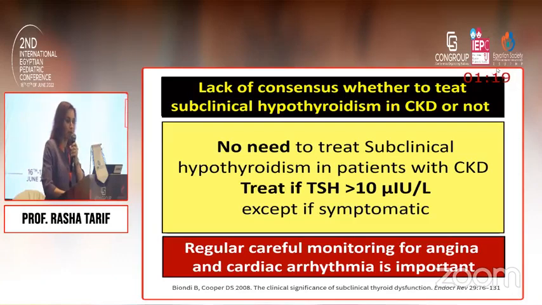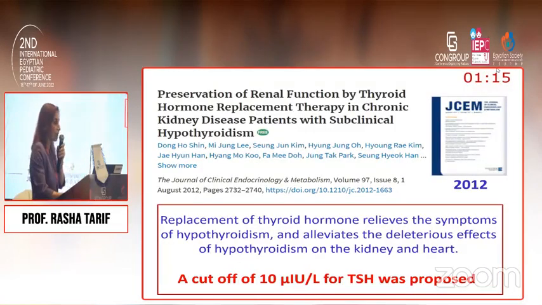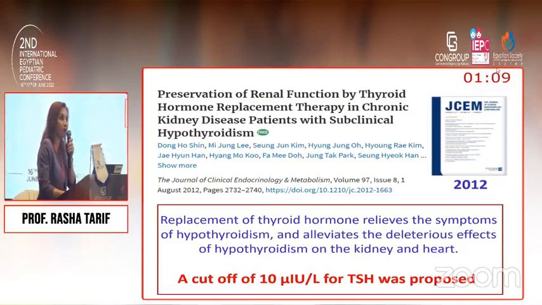And monitor for angina and cardiac arrhythmia. And this is a nice article published in JCEM, again confirming the cutoff. Do not treat chronic kidney disease and subclinical hypo except when the TSH is above 10.